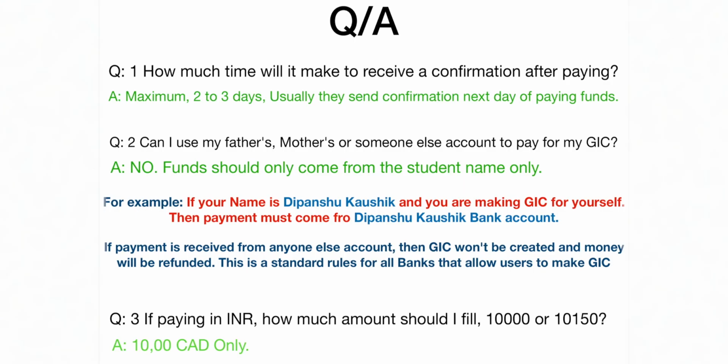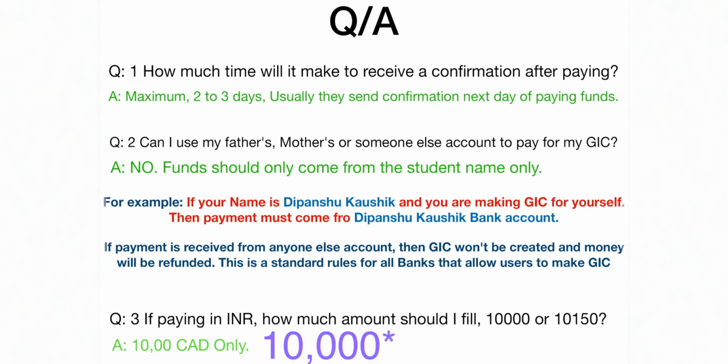Now it's question and answer round. So the first question is, how much time will it take to receive a confirmation after paying? So it will usually take 2 to 3 business days. However, in the majority of cases, you usually get the confirmation the next day. Another question is, can I use my father's, mother's, or someone else's account to pay for my GIC? Strictly no. The funds must come from your own account.